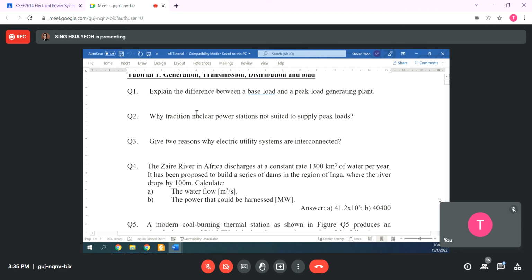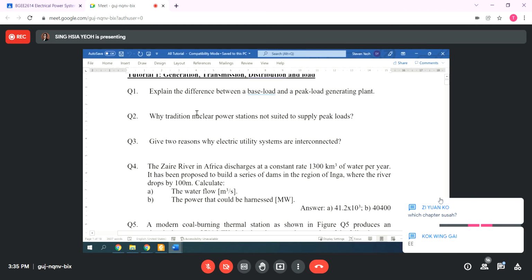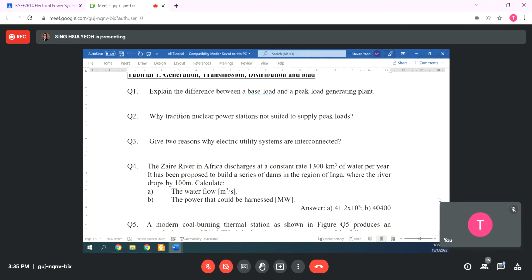New student? EE student? No, I don't think so. Which chapter susah? Seriously, no chapter is susah one. Okay one. Because I already give a very shortcut way. I mean, straightforward way of how to solve the problem. So should not be a problem. It's not susah, but a bit troublesome.